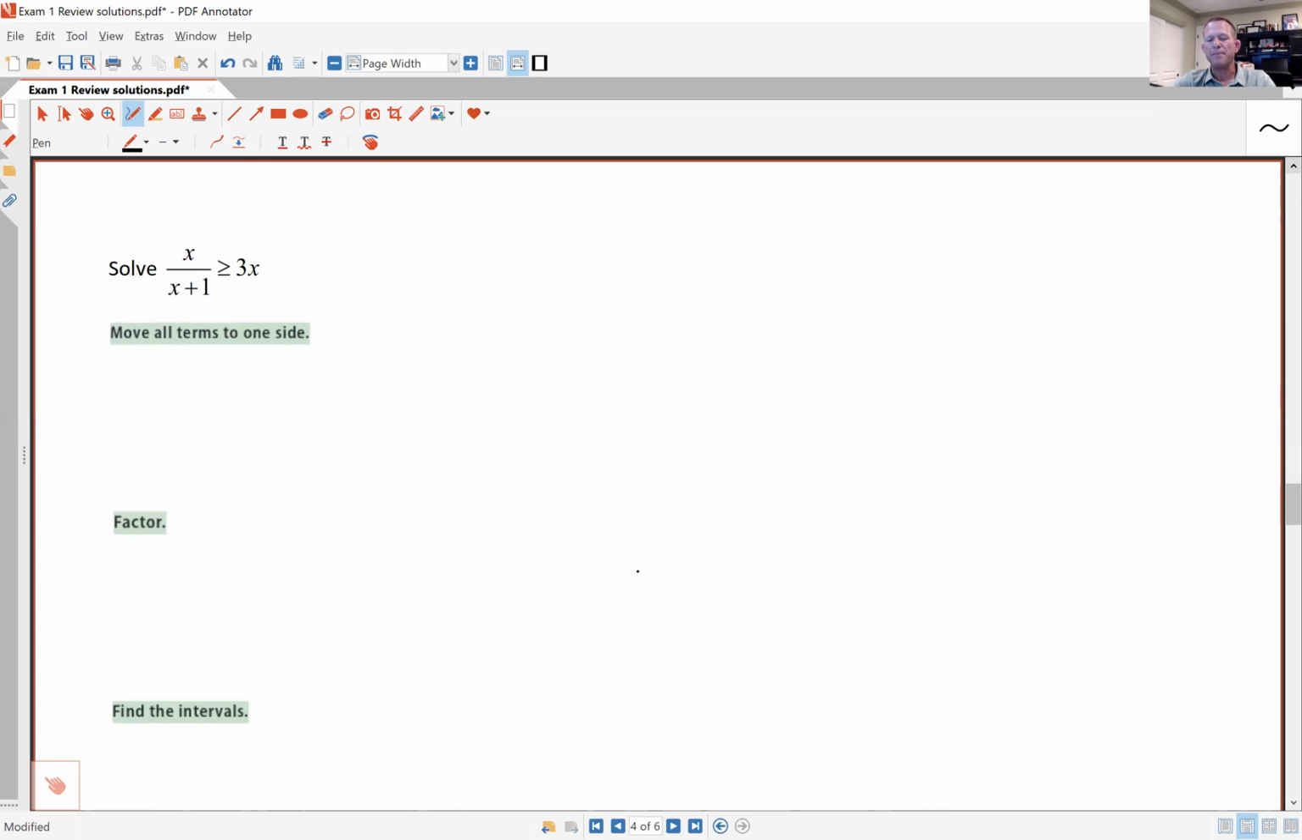We follow the same process that we did for the polynomial inequality, where we have to move all the terms to one side, getting 0 on one side first. So we subtract 3x from both sides, maintaining the direction of the inequality, greater than or equal to 0. That tells us that we're going to be looking for where this left side is greater than 0 or equal to 0. So that means we're looking for positives, greater than 0, or where it equals 0, the zeros.